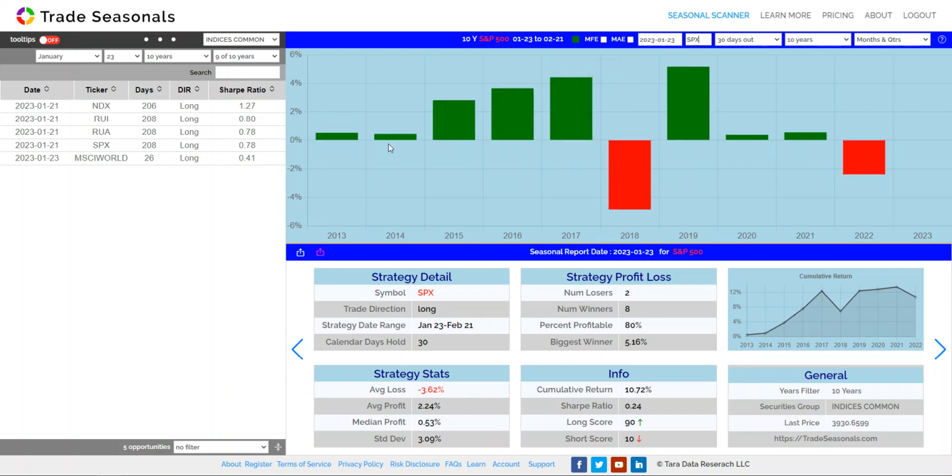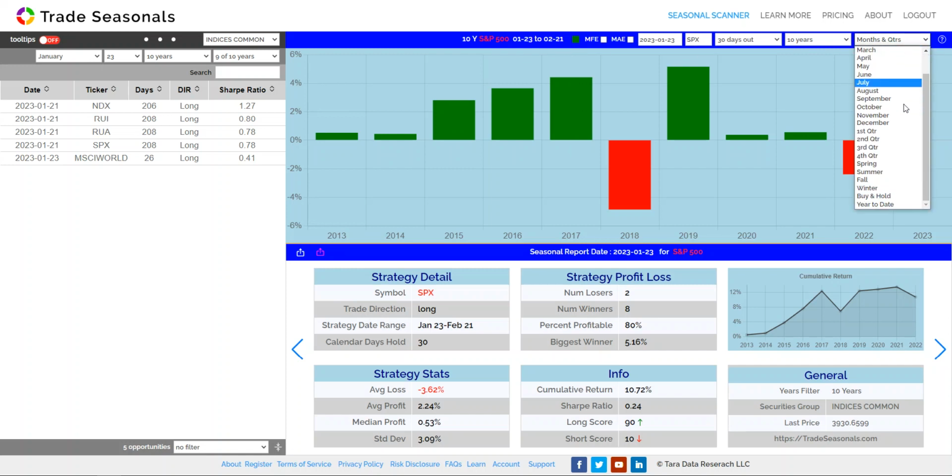We're going to see a bar chart. This is the last 10 years. If you bought S&P 500 today on January 23rd, sold it on February 21st, this would be the profit and loss for each year. So basically Trade Seasonals is showing the profit and loss for various date ranges that we enter.